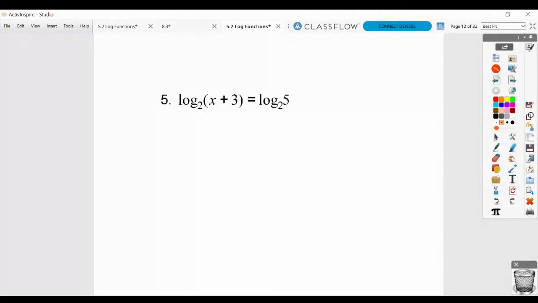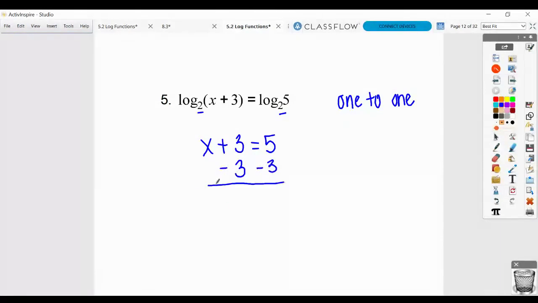And then finally, this is the one-to-one property. So if the bases are the same, you have the 2 as being the same. You can set the numbers equal to each other. So x plus 3 equals 5. And then you just have to solve that for x. And x equals 2.